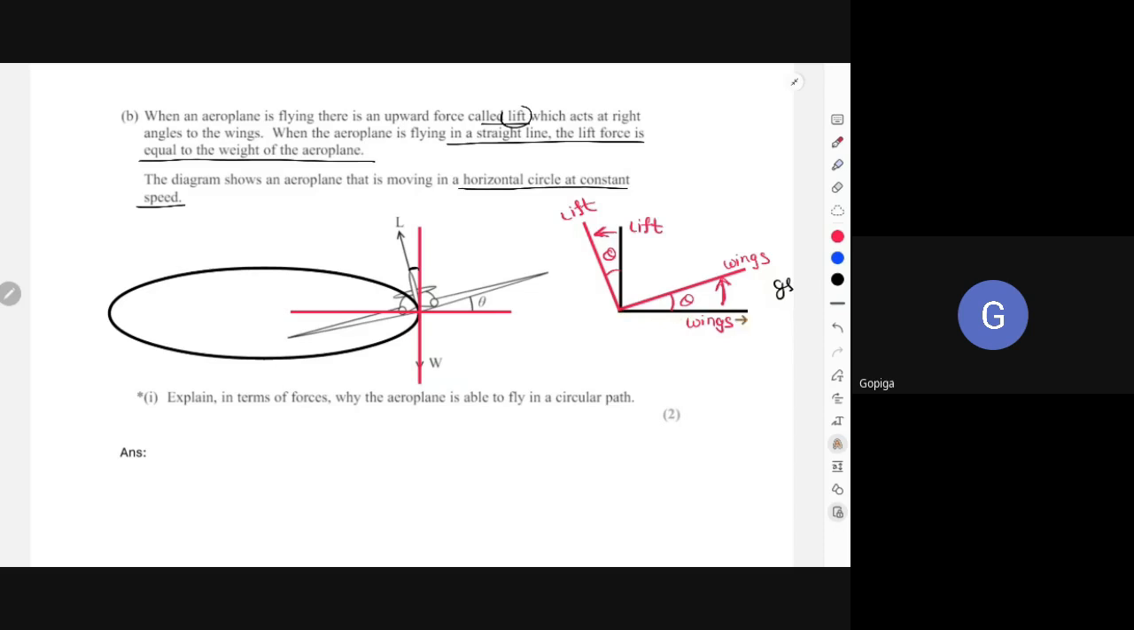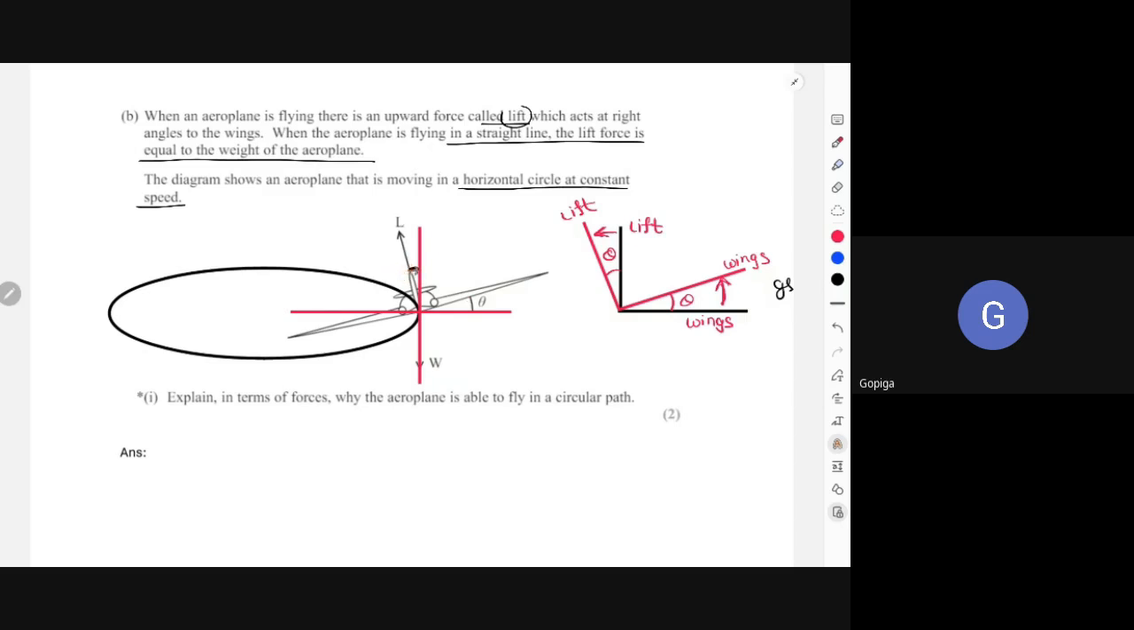This is what the wings are, horizontal and vertical. In the vertical plane, your lift force was acting. Now this plane is moving on a circular pathway. To move on a circular pathway, it gets inclined by theta degrees. So if your plane was inclined theta degrees, that means your wings were creating theta degrees with the horizontal. So in that case, what angle would your lift create?